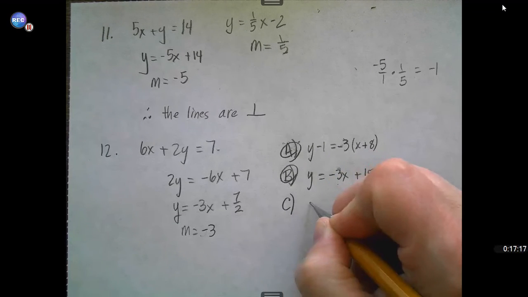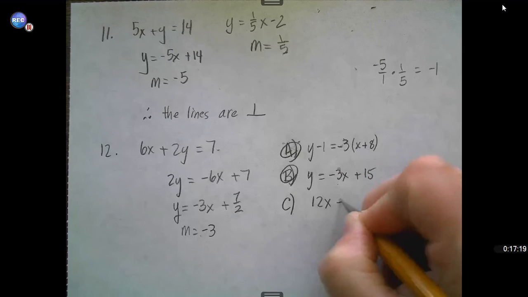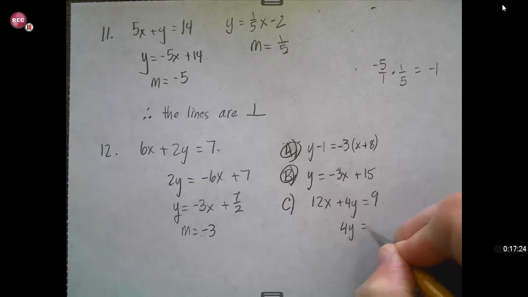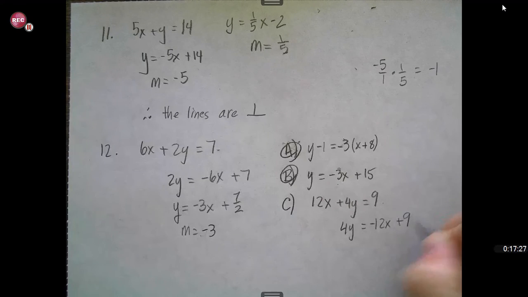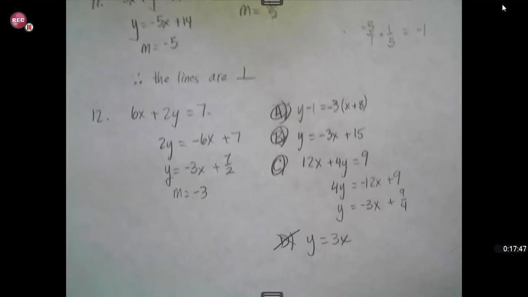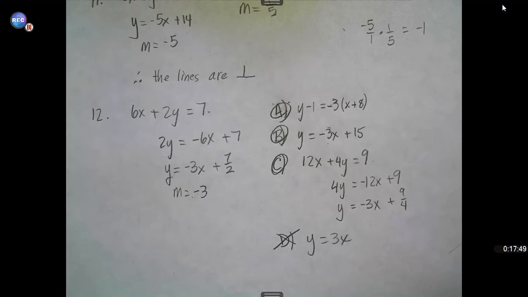Looking at C, C is 12x plus 4y equals 9. So 4y equals -12x plus 9. And then divide by 4. Y is -3x plus 9/4. So that one also works. And then D has y equals 3x. And that one does not work. Okay. So the answer there would be A, B, and C.